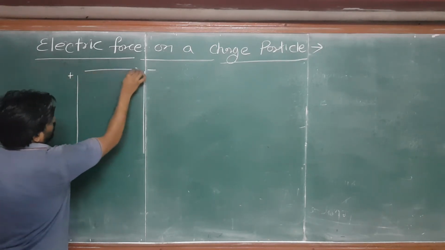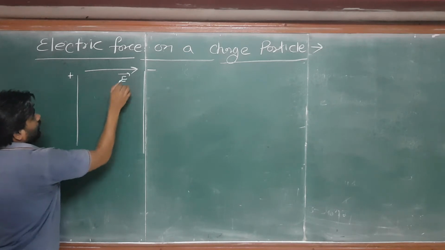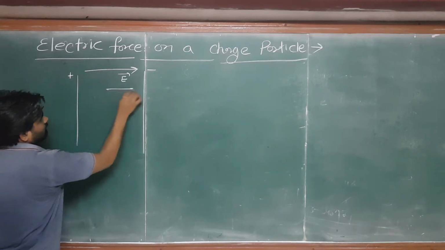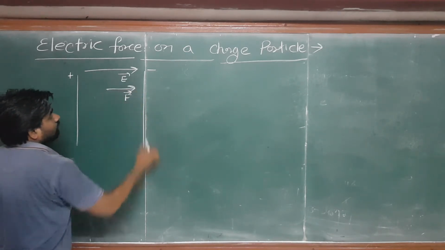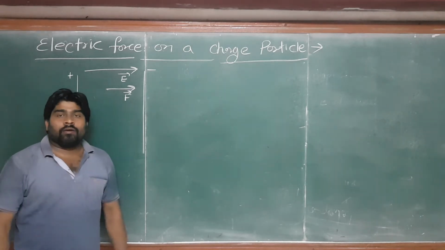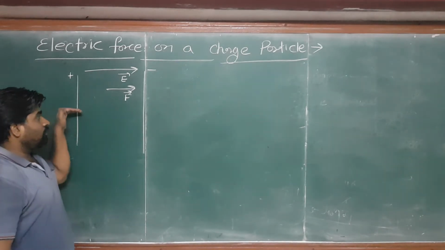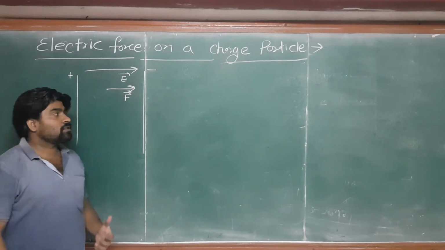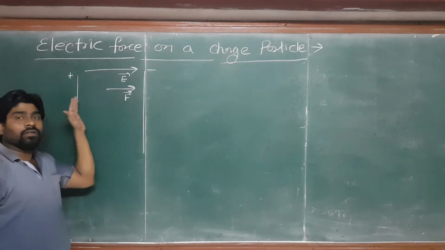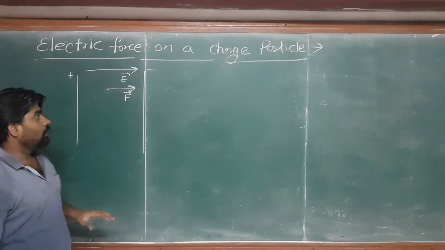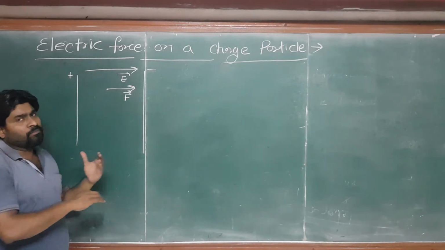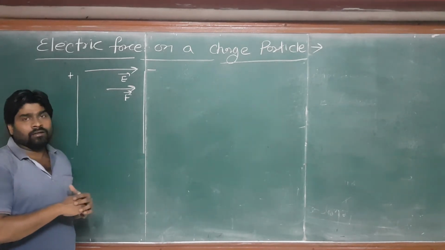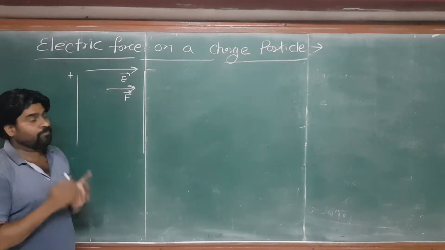So the direction of the electric field is this, and the force works in the same direction as the electric field. For the positive charge, the force would be from positive to negative, and for the negative charge, the force would be from negative to positive. Sometimes the force may be anti-parallel and sometimes parallel, but always in a linear form.